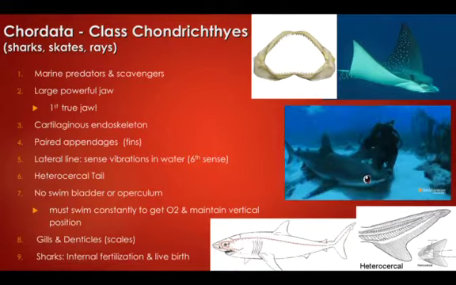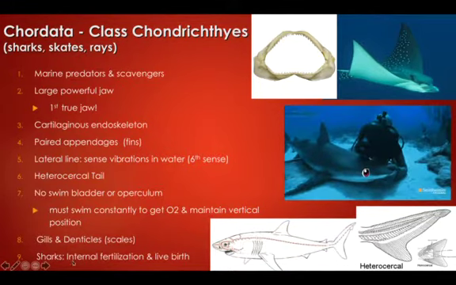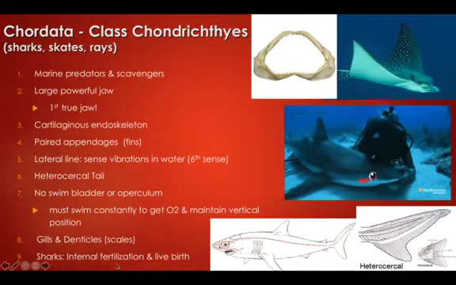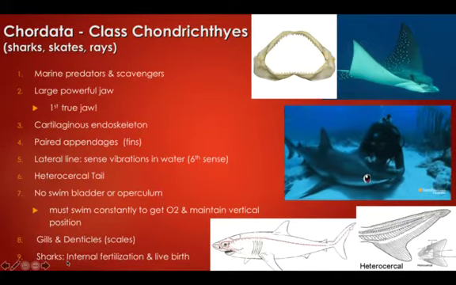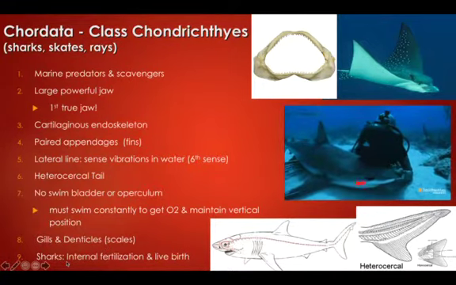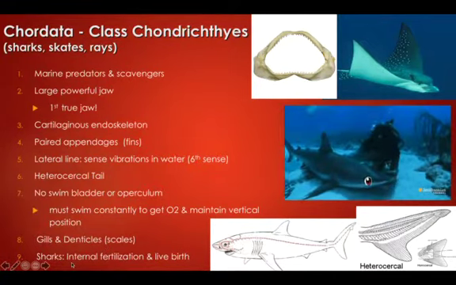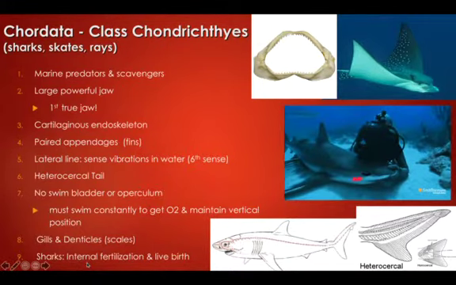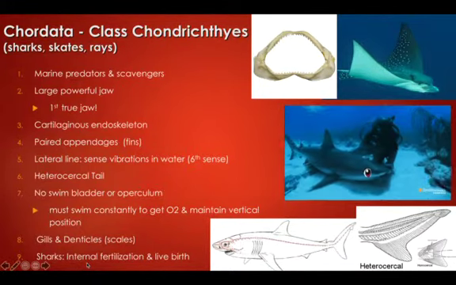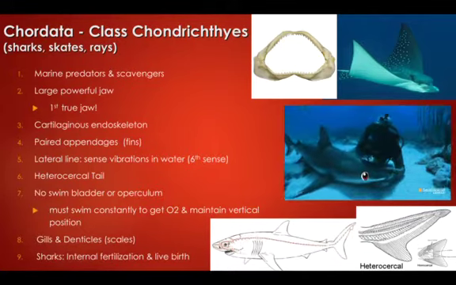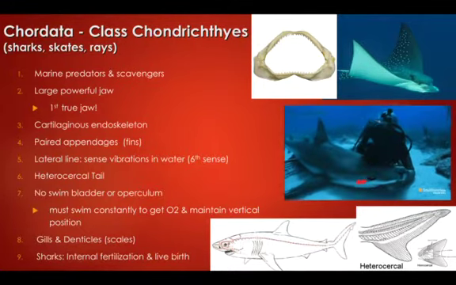And with sharks we actually see internal fertilization. So males and females will breed, and it's internal fertilization. So sperm enters the body of the female, and the eggs are fertilized within the body of the female. Some sharks will even give live birth.